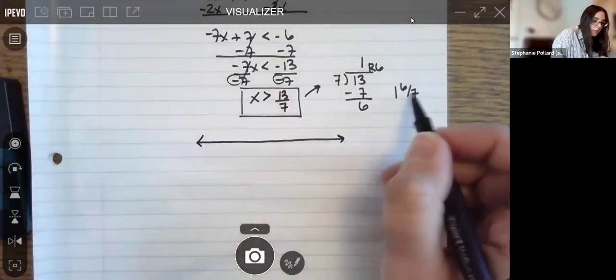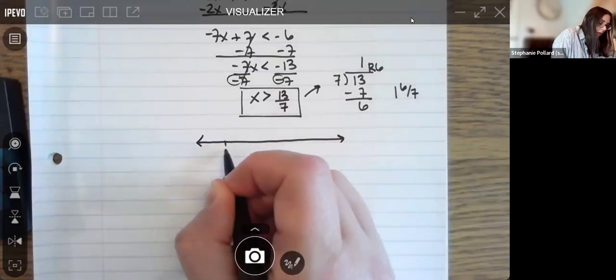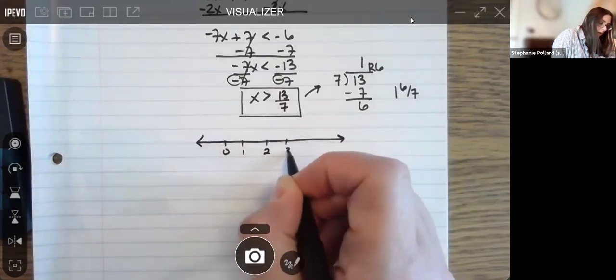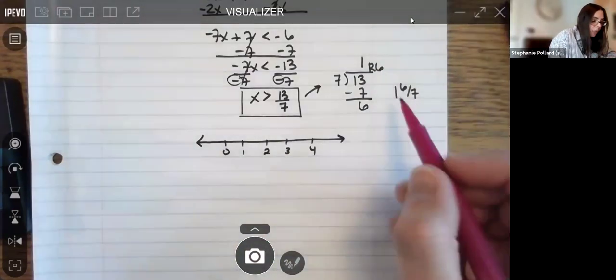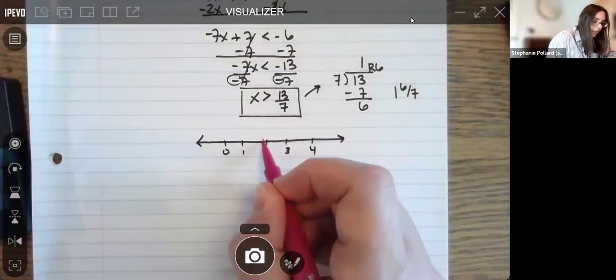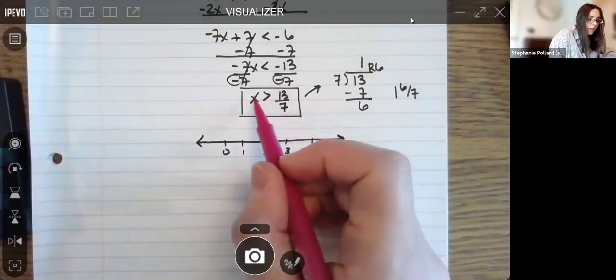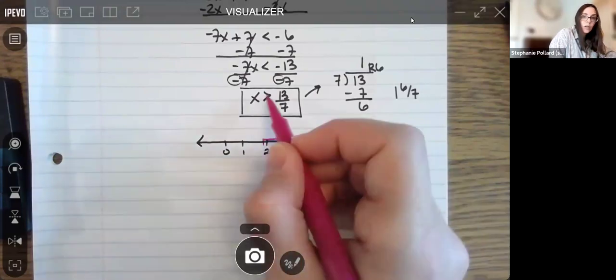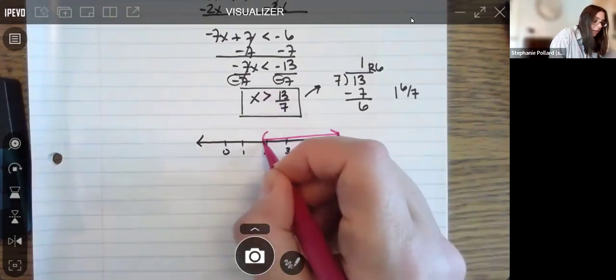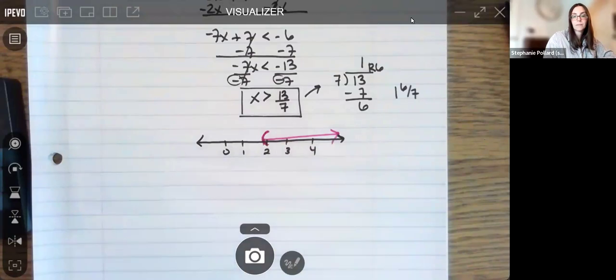So now it's almost at 2, right? So let's do 0, 1, 2, 3, 4. And I'll just do my best to estimate here. So it's not quite at 2, it's almost there. So maybe it's like right here. I know my values are bigger than this, so I'm shading this way. And then I do not have an equal sign, sorry. So I'm going to use a parenthesis.